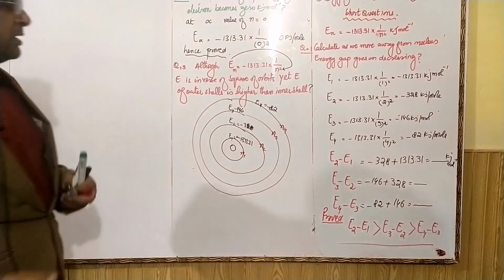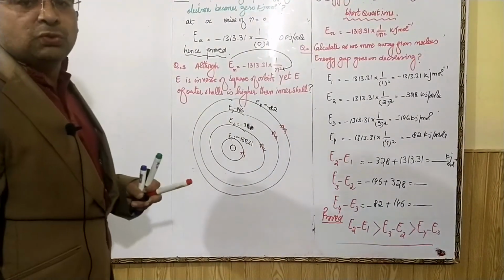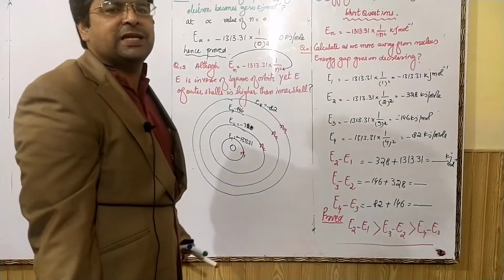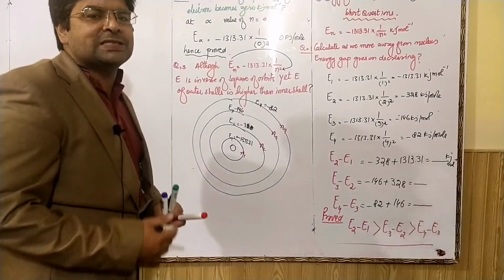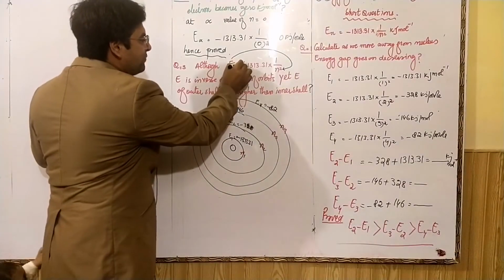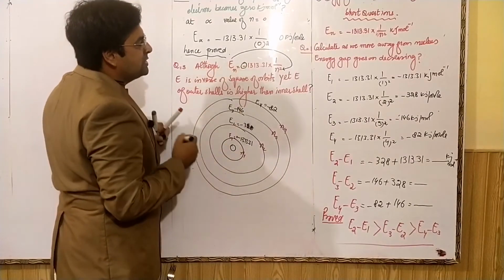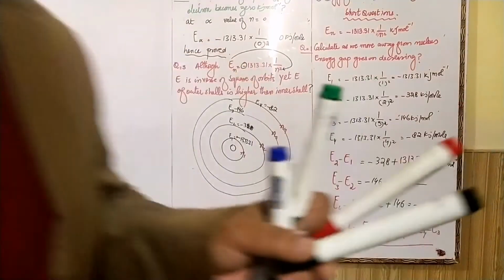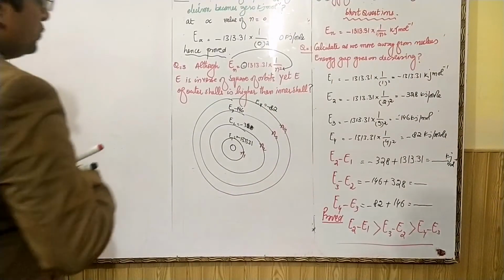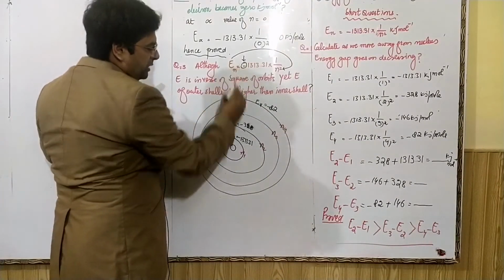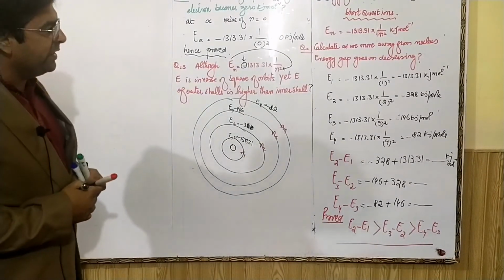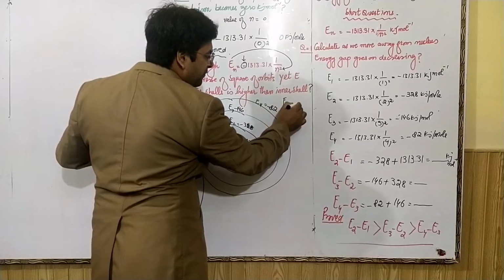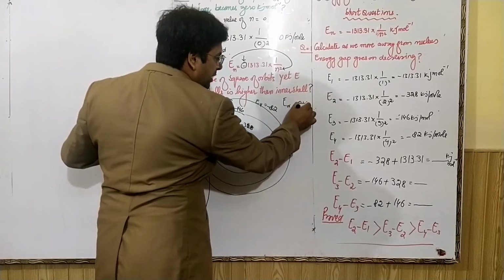but due to negative sign, energy of outer shell is higher than the energy of inner shell. Due to presence of negative sign, energy of outer shell is higher than energy of inner shells. Okay. Due to this negative sign, energy of outer shell is higher than energy of inner shell, and maximum energy will be at infinity, and at infinity it will become 0 kilojoule per mole.